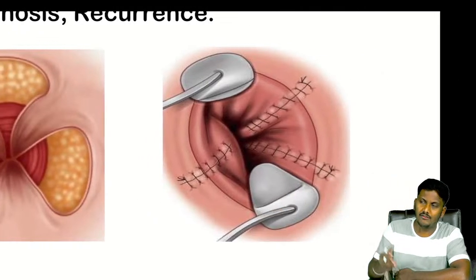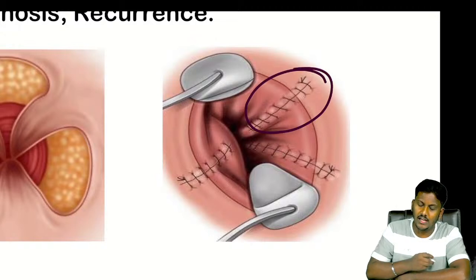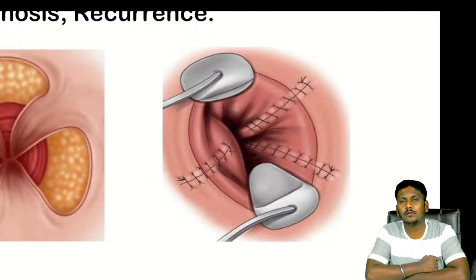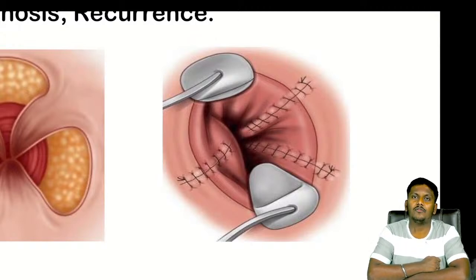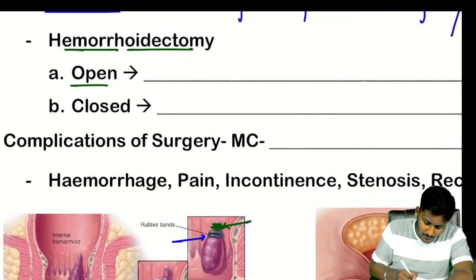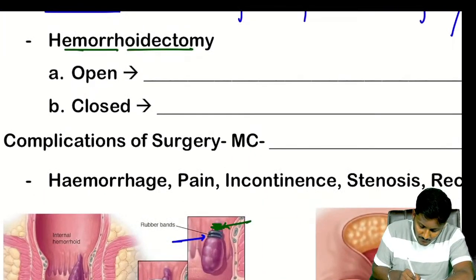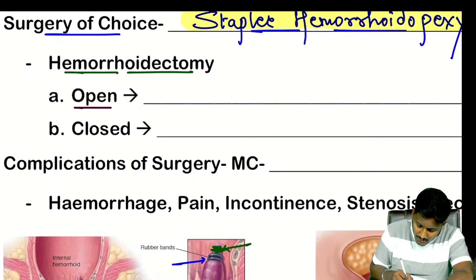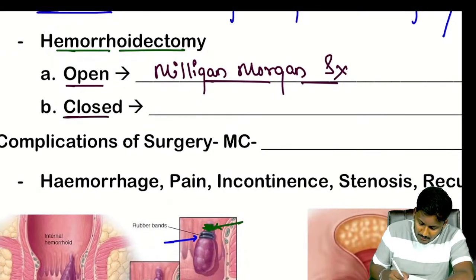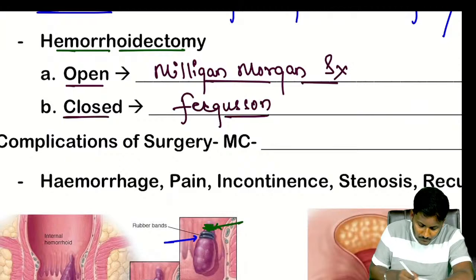Next important, here we have removed the hemorrhoidal mass, and then after that we have sutured the base, beta. So if you are going to suture the base, that means you are closing it. This is called a closed hemorrhoidectomy, beta, also known as a Ferguson hemorrhoidectomy. The name has been asked in your exams earlier. So if they ask you, beta, the open hemorrhoidectomy is known as the Milligan-Morgan hemorrhoidectomy. Whereas the closed hemorrhoidectomy is known as the Ferguson surgery or the Ferguson approach.